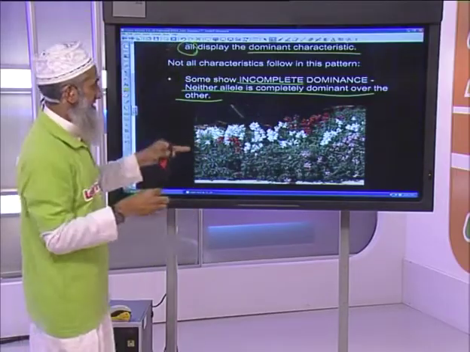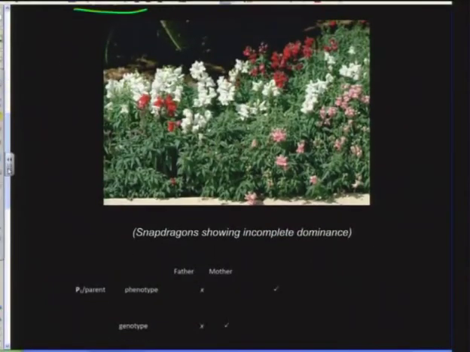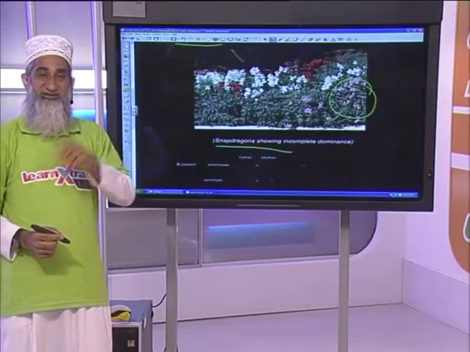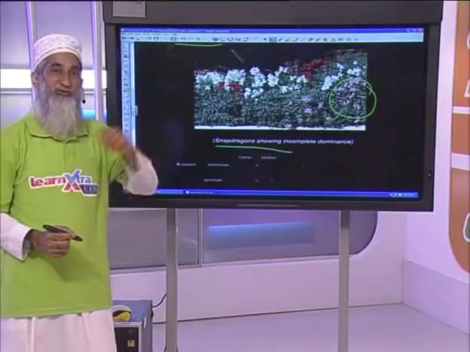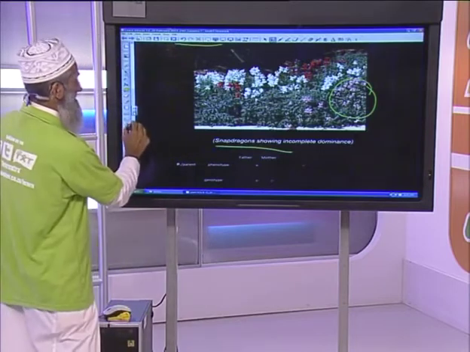In nature, the example that's on the board, very simple. We're taking snapdragons as flowers. White flowers and red flowers give us the pink variety there. So neither one of the two is dominant over the other. So they're not dominant at all. All right?